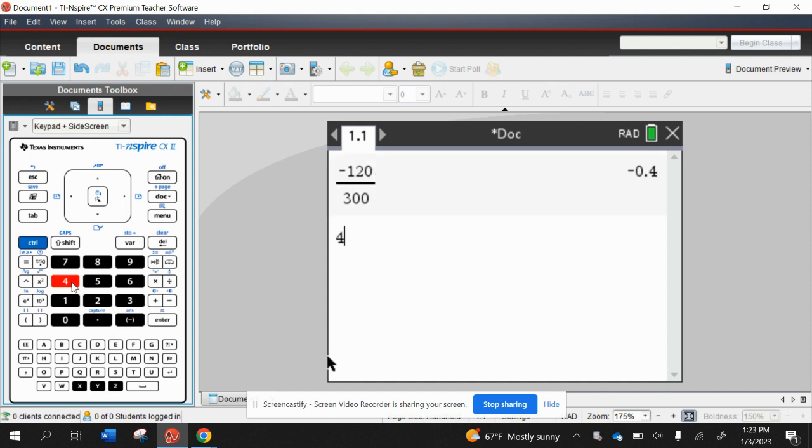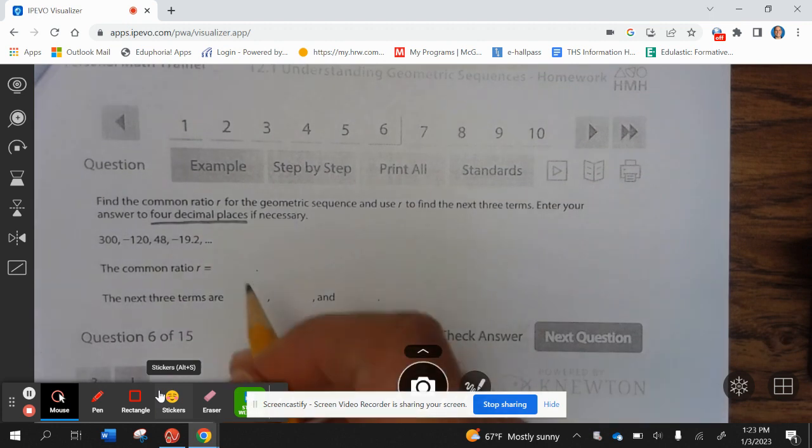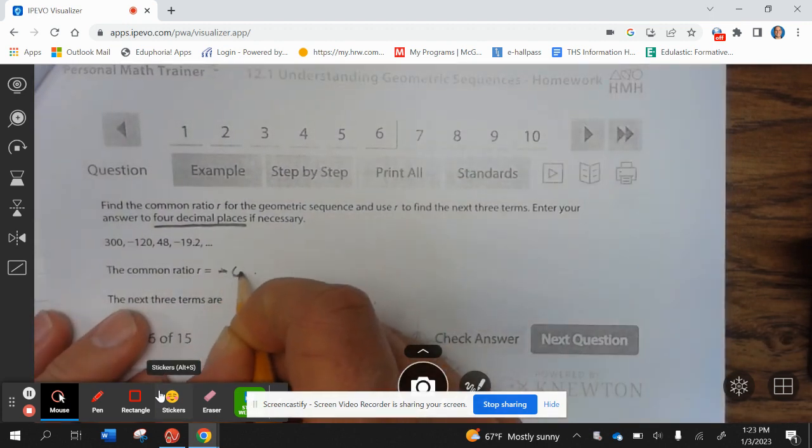Okay, so then we're going to do 48 divided by -120, Control Enter, and then -19.2 divided by 48, Control Enter. So you can see that our common ratio is -0.4.